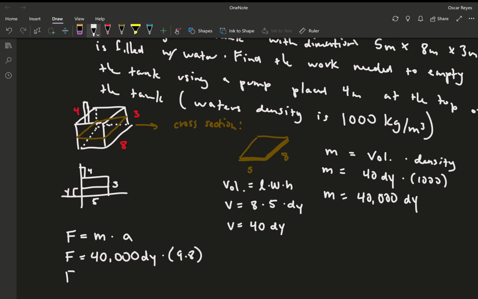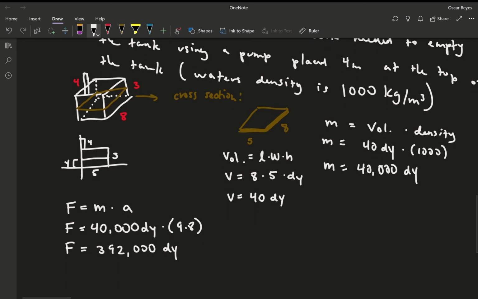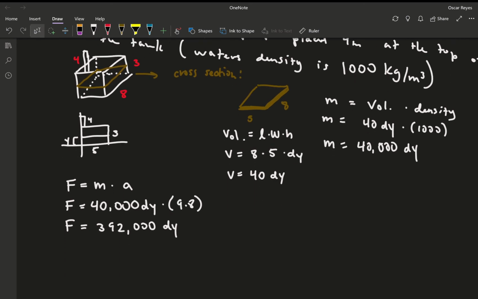You go ahead and figure what that is, and that gives us 392,000 dy for our F. Now, we're trying to find the work. And what we did is we went ahead and cut this water slice into a very, very fine slice. That's what is dictated by our dy.